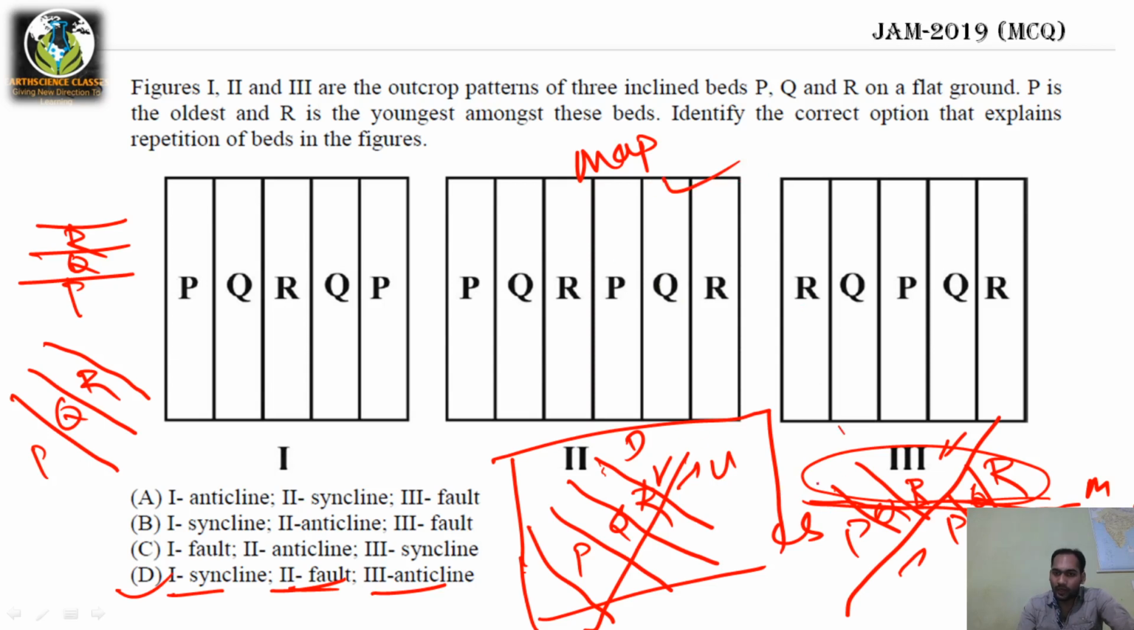So first you are getting P, then Q, then R, then P, then Q, then R. So PQR, then PQR. Here it is the fault plane, right? So this is repetition of strata, PQR and PQR. From here you can interpret like this. So the fourth one is the answer. I hope all of you got it. Then moving to the next question.